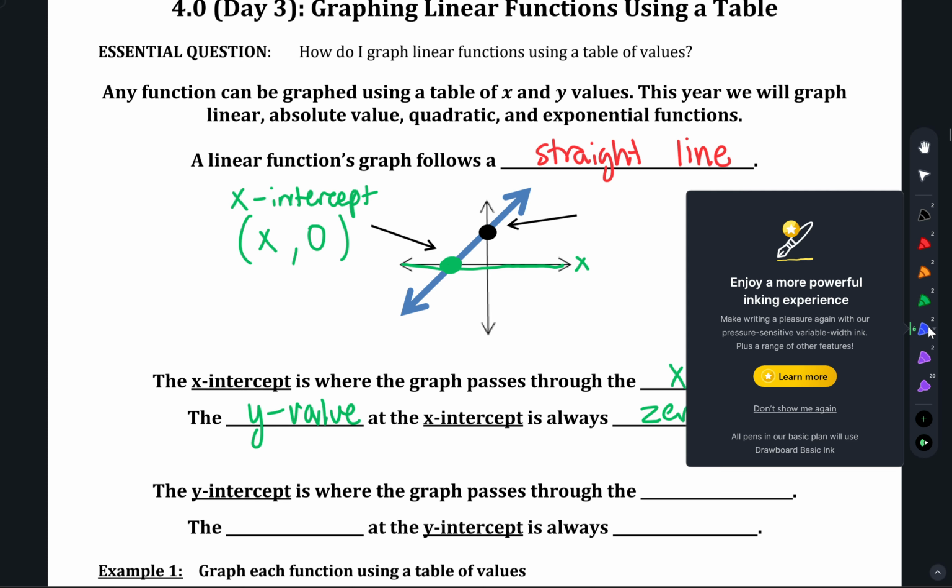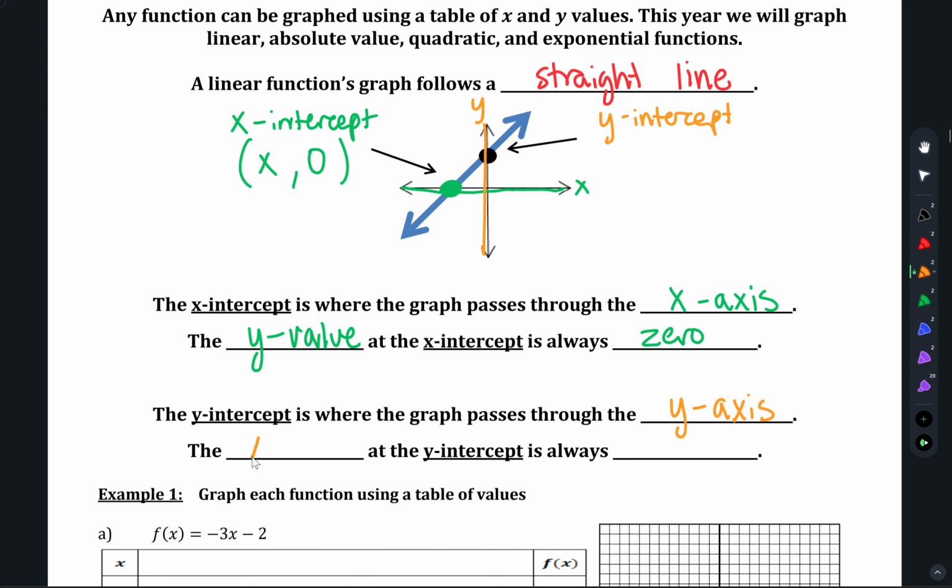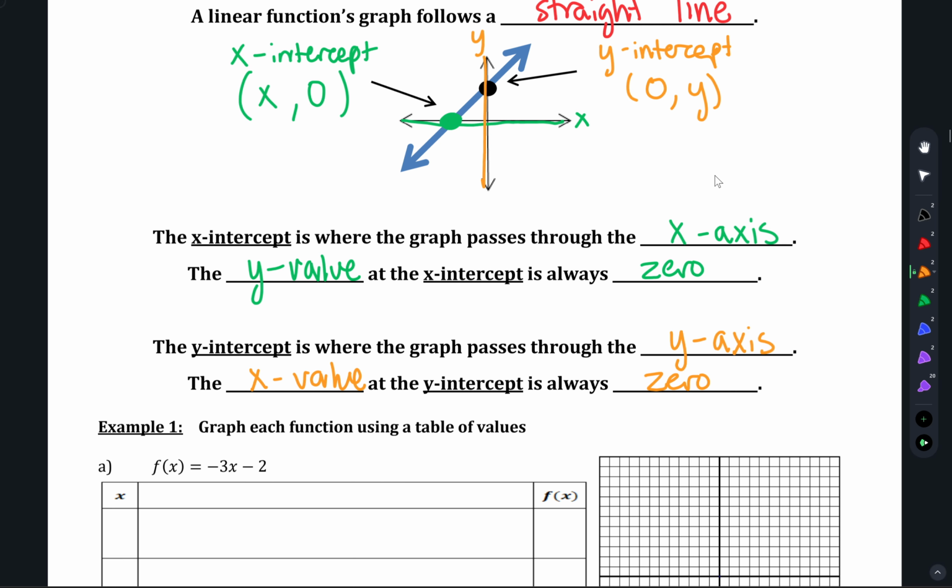Similarly, we have the y-intercept. That is where my graph crosses the y-axis. And the x value at the y-intercept is always 0. So our coordinate would look like 0, comma, some y value. That's telling me I'm staying right in the middle. I'm not moving left or right at all. My x value is 0, but I am going up or down some amount. Questions on that?